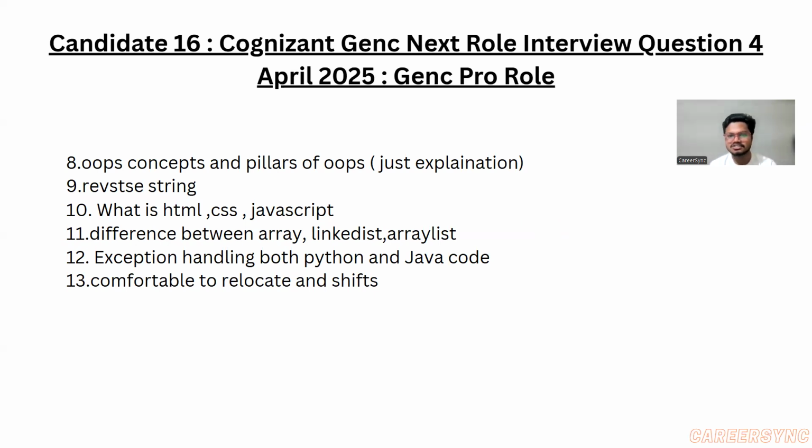What is HTML, CSS, and JavaScript? Difference between array list and linked list. Exception handling in both Python and Java code. So he has to write the code for exception handling in Java and Python both. Are you comfortable to relocate and shift? And after this question, he was also asked, are you able to join the training on 15 April? So he said yes. So we can probably say that he is also selected for GenC.